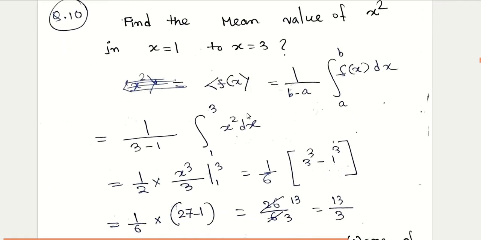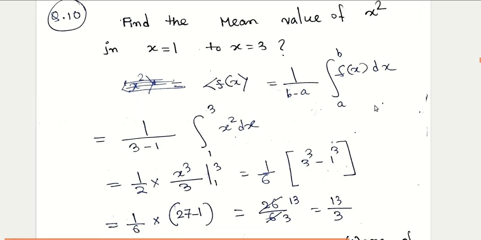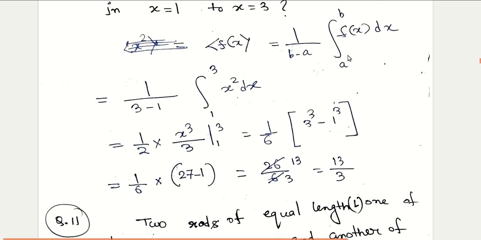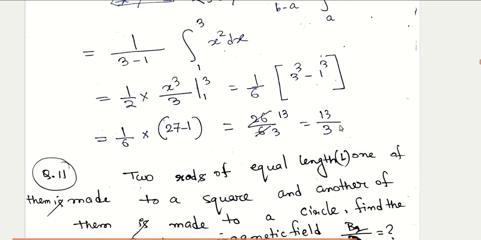Next is basically you need to find the mean value of x square from x equal to 1 to x equal to 3. It's not basically the Lagrange mean value theorem, it's basically an average formula, the expectation value. The expectation of f(x) will be 1 by (b minus a) times the integral from a to b of f(x) dx. So it's 1 by (3 minus 1) times the integral from 1 to 3 of x square dx, and if you perform the integration, it will be 13 by 3.